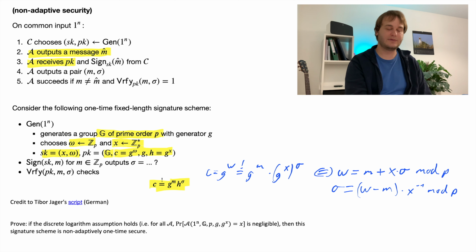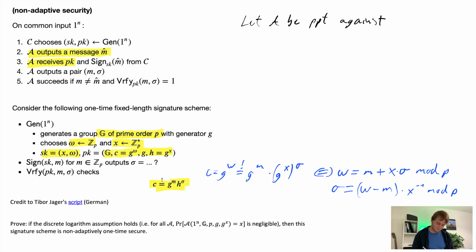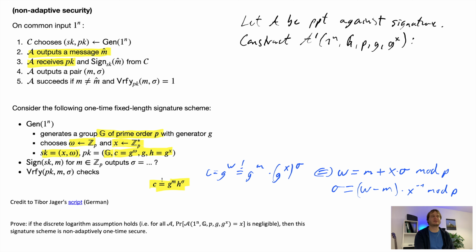Okay, so now let's prove that if the discrete logarithm assumption holds, then the signature scheme is non-adaptively one-time secure. So this notion that we have at the top here. So let's do this. We'll have to construct an adversary against the discrete logarithm assumption. And for this, we get an adversary against the signature scheme. So A prime, as usual, will play the role of the challenger in this non-adaptive security game.